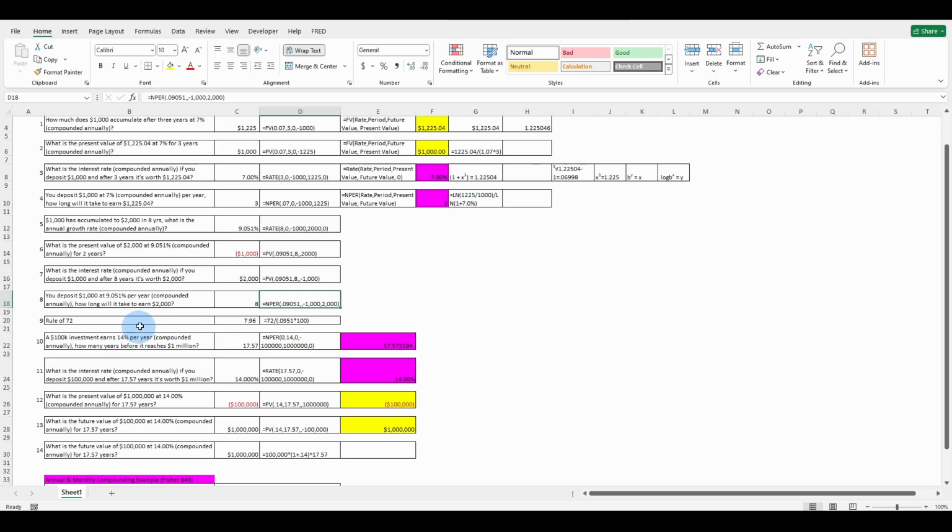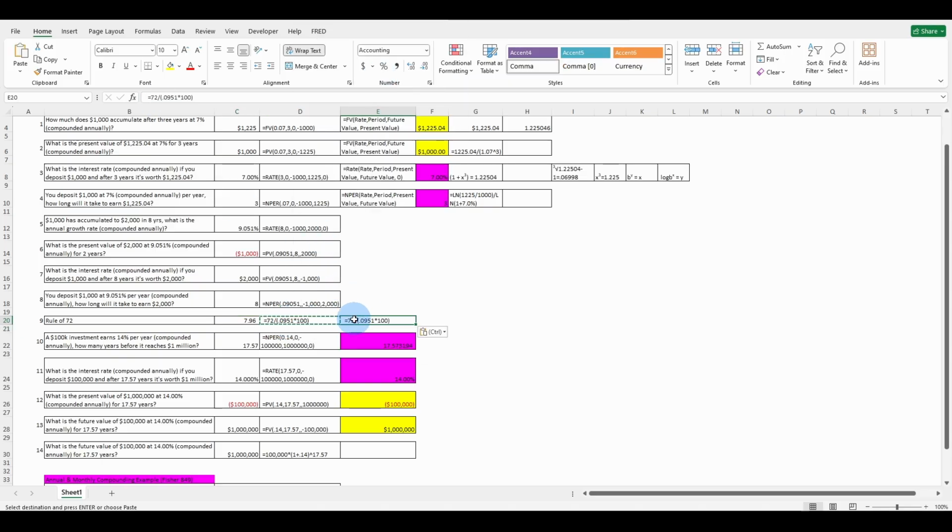Rule of 72, remember what that is? We're going to take the 72 divided by C12 times 100. What's C12? C12, we're going to go up here, 9.05 times 100, 7.96 years. Why do we multiply this times 100? Well, let's look at this.